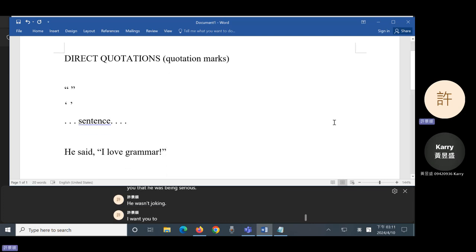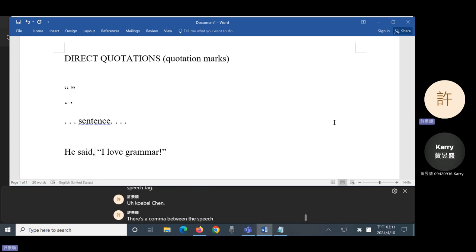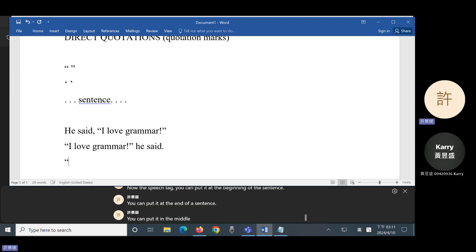I want you to pay attention again to the grammar, to the punctuation. There is a comma between the first part. We call the first part a speech tag, 口语标签. There's a comma between the speech tag and the quotation. Now, the speech tag, you can put it at the beginning of the sentence, you can put it at the end of a sentence, you can put it in the middle of a sentence.